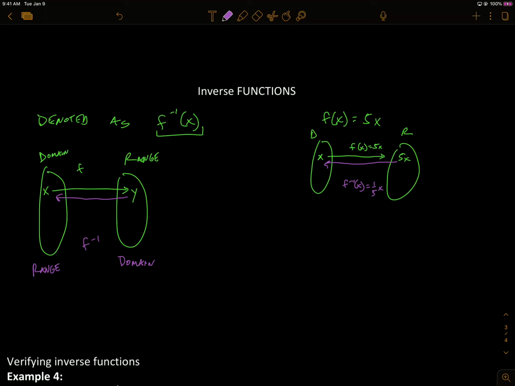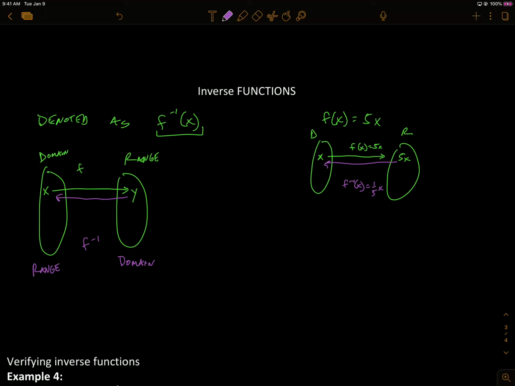We've been using this idea since 7th grade. That's how you solve equations, right? If you have 5x equals 10, we say, oh, we're going to multiply both sides by 1/5. We're actually applying the inverse function to undo what's being done to x. So it's the same idea here. That's basically what's going on.